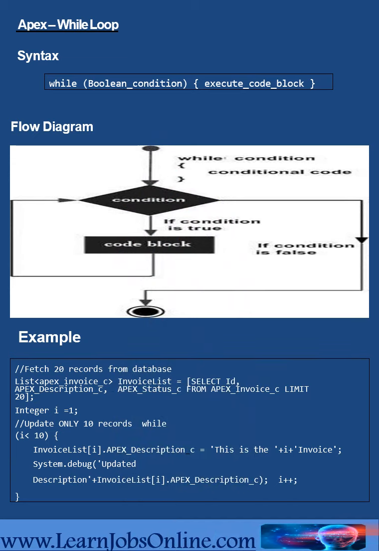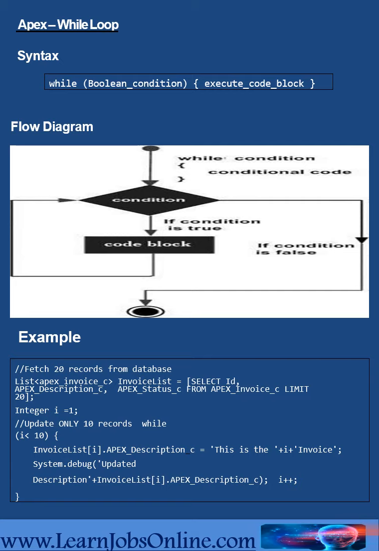Now let's review the while loop in Apex. A while loop statement in Apex programming language repeatedly executes a target statement as long as a given condition is true. This is in a way similar to the do while loop, with one major difference. It will execute the code block only when the condition is true. But in the do while loop, even if the condition is false, it will execute the code block at least once.